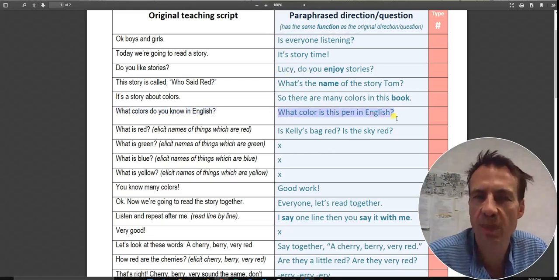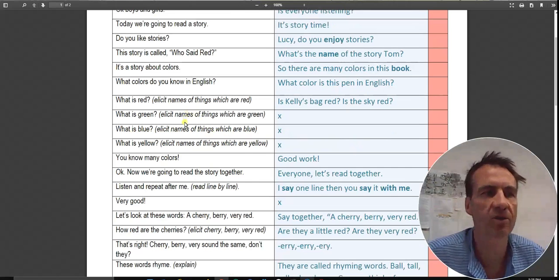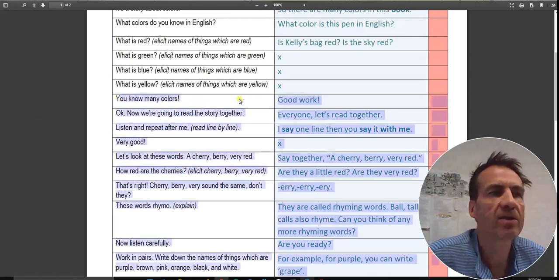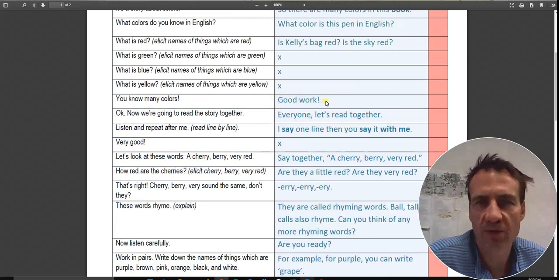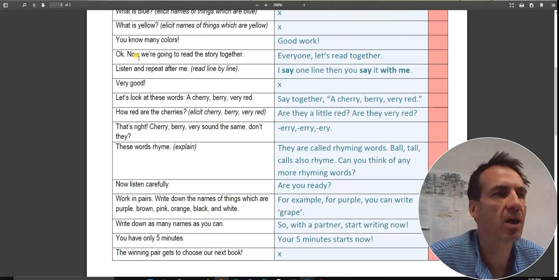So what color is this pen in English? What color is this? What is red? And I'm asking students to name different things. They're red, green, blue, and yellow. You know many colors. Good work. Paraphrase. Praise. Okay, now we're going to read the story together.